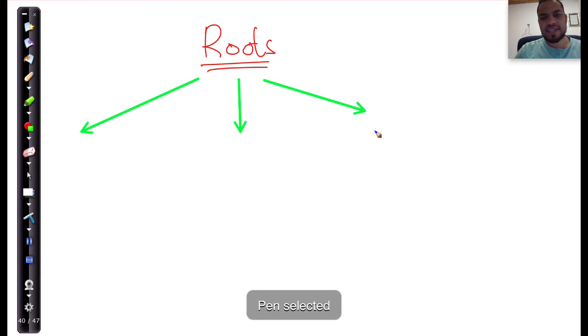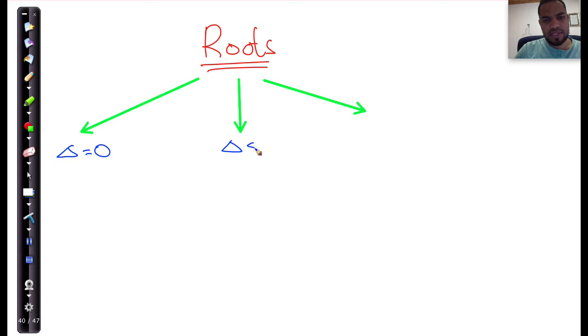The first case is where the delta value is equal to 0, right? The delta value over here is less than 0, and then the delta value over here is greater than 0. Now this means that delta is positive. This means that delta is negative.